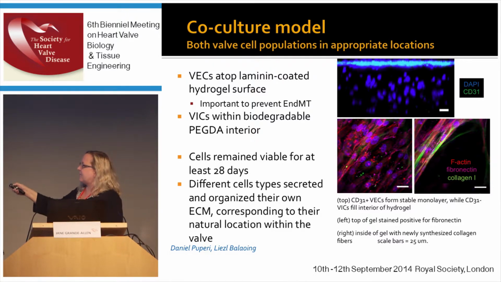And so then the VICs are in the interior, and we are able to keep the cells viable for a month of culture, and the different cell types will secrete and maintain their own extracellular matrix in the appropriate location. Like we have a lot of fibronectin production on the top, and then we have this greenish yellow collagen fibers that form in the interior. So that's exciting, and we want to keep moving ahead with this co-culture model.